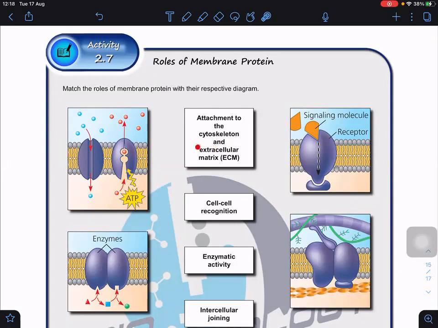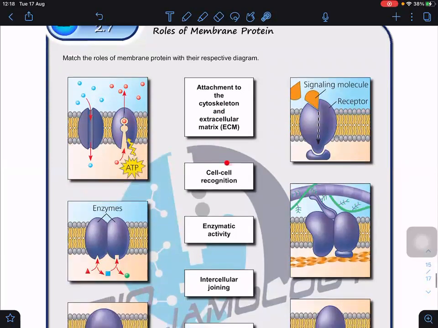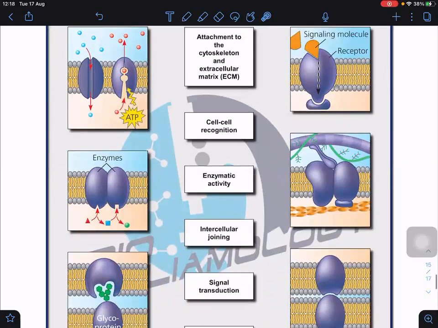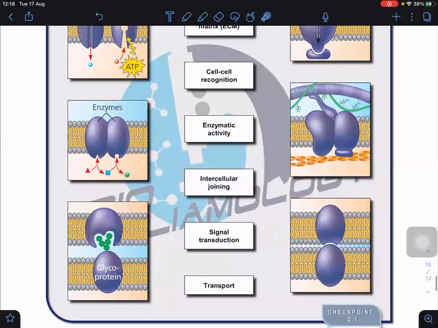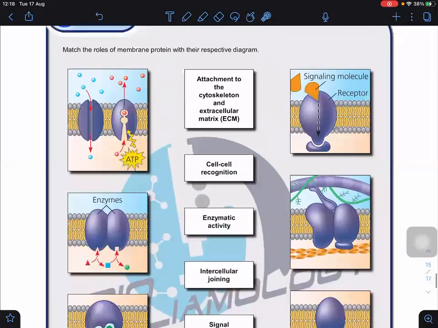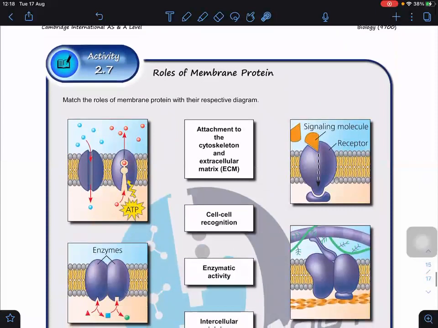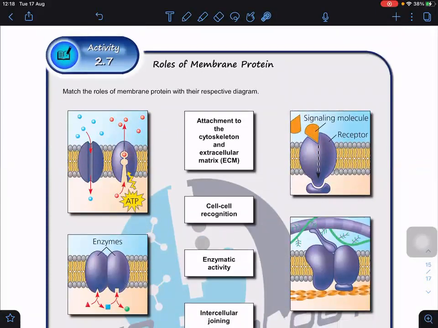Extra means outside. The roles are: cell and cell recognition, enzymatic activity, intercellular joining, signal transduction, as well as transport which involves ATP, which is active transport, or facilitated diffusion that we have learned previously. So can you match them? One minute.